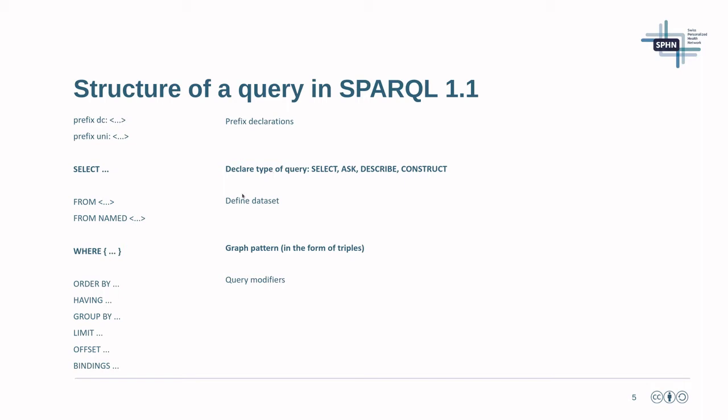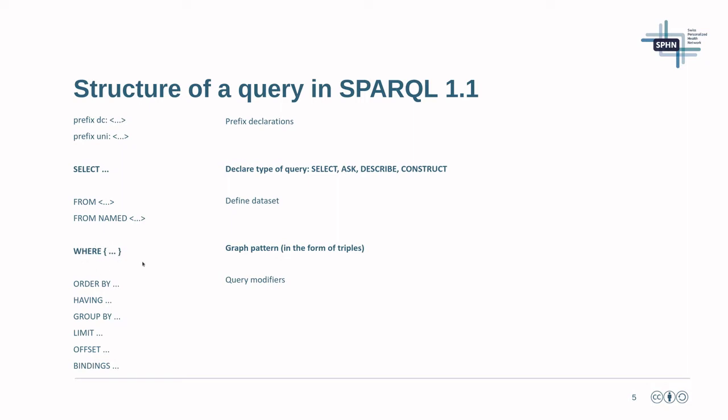Then it is also possible to declare some dataset, so from which dataset the query must be run against, using the statement FROM or FROM NAMED. And the FROM NAMED means that you can use it in case you have encoded your RDF graphs into named graphs. Then there is a mandatory statement WHERE, which must be provided.